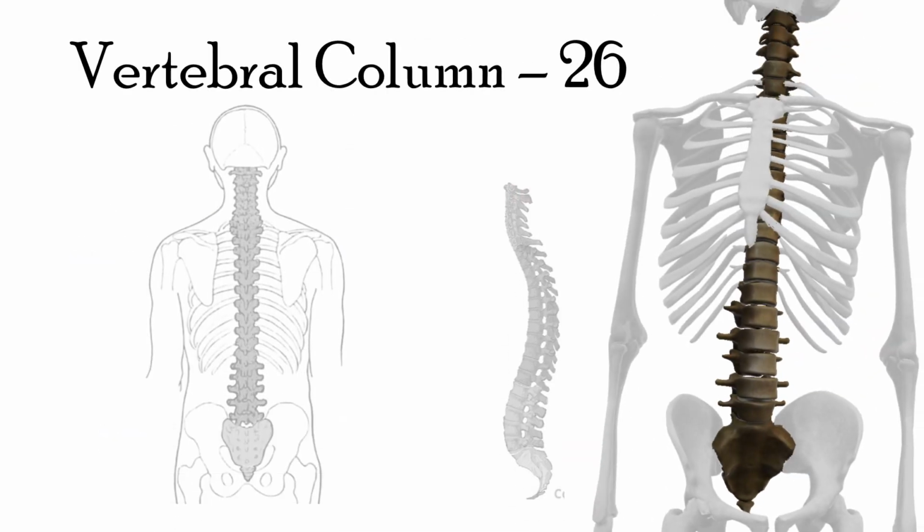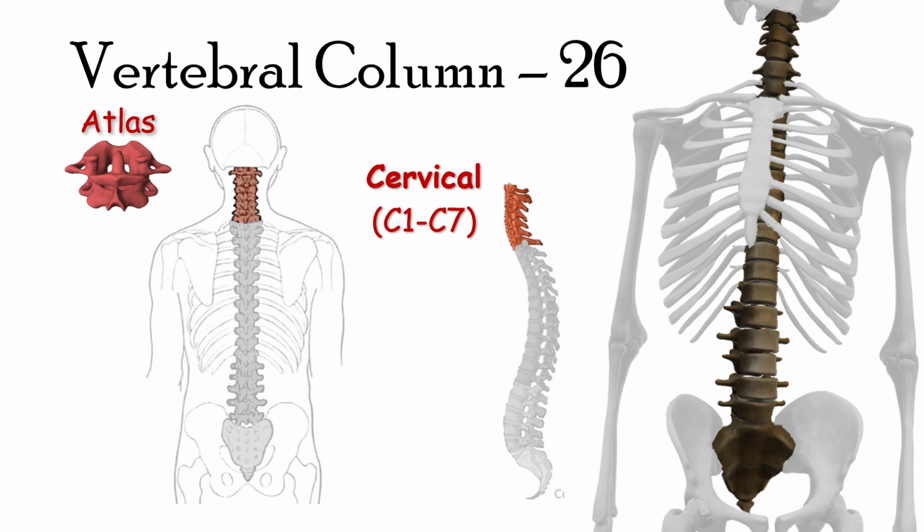The vertebral column supports the head, protects the spinal cord, and provides attachment points for ribs and muscles. There are 26 bones divided into 5 regions. Cervical vertebrae, C1 to C7, support the head and allow for its range of motion. The atlas, or C1, supports the skull, and the axis, or C2, allows for the rotation of the head.